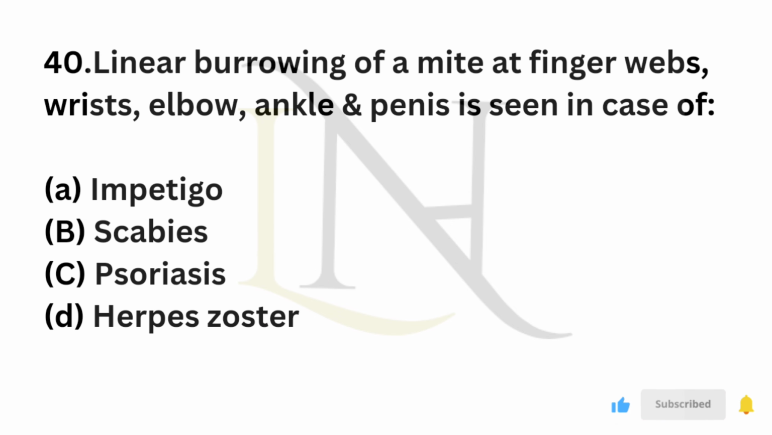Linear burrowing of a mite at finger webs, wrist, elbow, ankle and penis is seen in case of: Option A, impetigo. Option B, scabies. Option C, psoriasis. Option D, herpes zoster. Correct answer: Option B, scabies is correct answer. Impetigo means honey-like crust around the mouth and herpes zoster is a virus. Next MCQ.